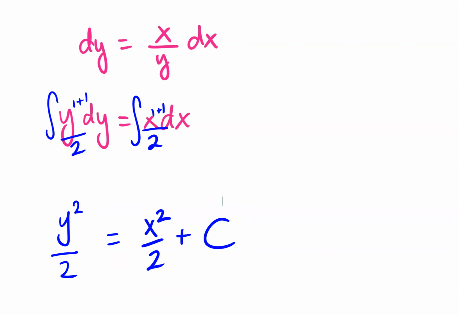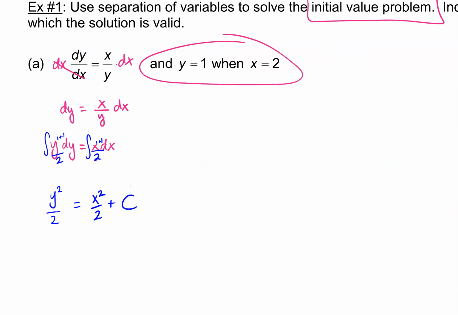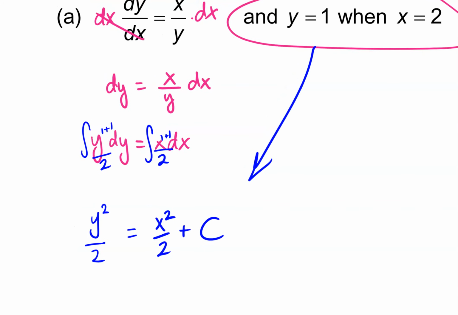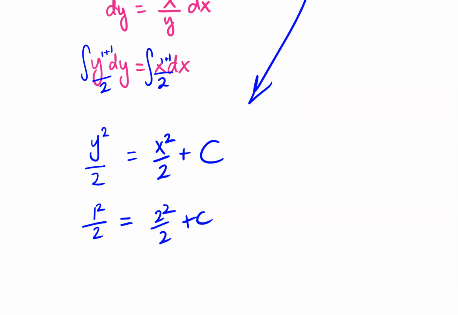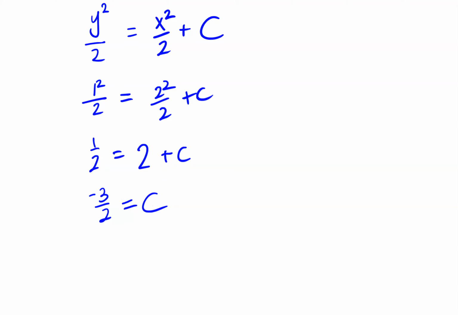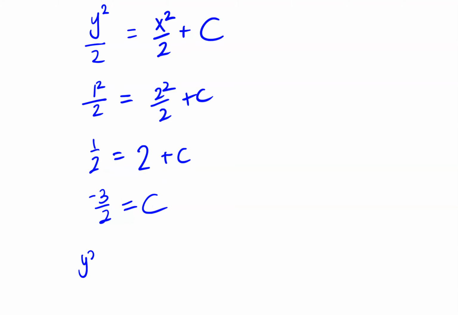I have this equation, and now I'm going to take my initial conditions and plug in. My initial y is 1. So I have 1 squared over 2 equal to 2 squared over 2 plus c. This is just 1/2 equal to 2 squared is 4, 4 over 2 is 2, plus c, so minus 2 on both sides. Negative 3 over 2, so negative 1.5 is my c. Plugging it all in, y squared over 2 is equal to x squared over 2 minus 3 over 2.